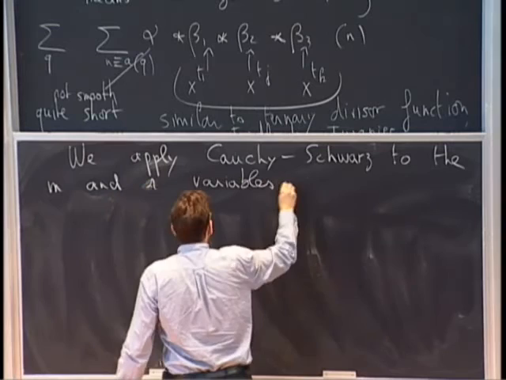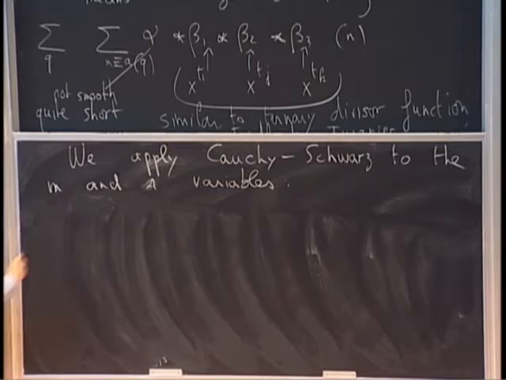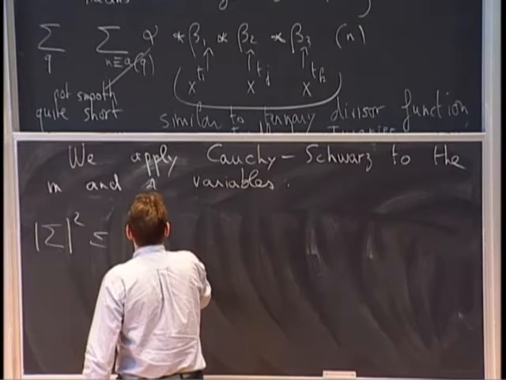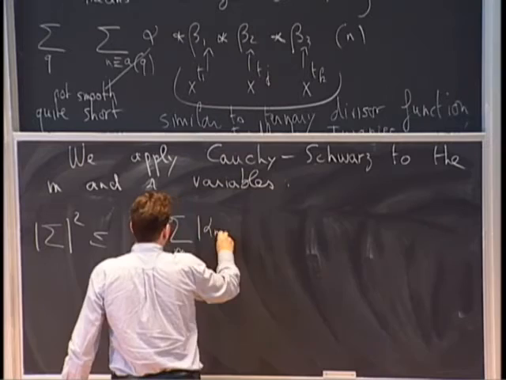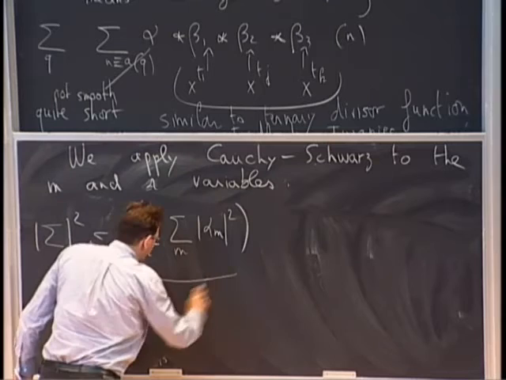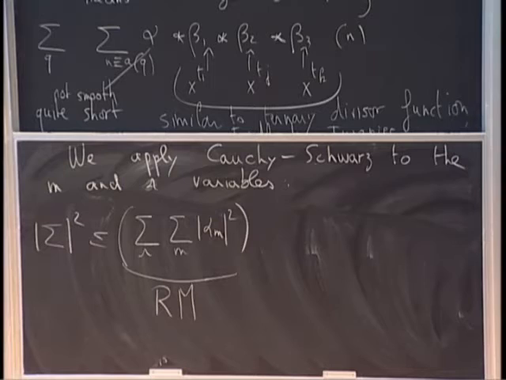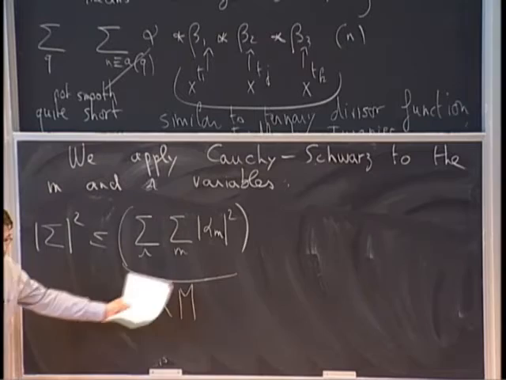So I call sigma the sum. So this means that sigma squared is at most, well, the sum over r of the sum over m of alpha m squared. So I put a square. So this you have to think about as of size r times m, because alpha m, despite not knowing much about it, we know it's not big on average, maybe times some powers of log.